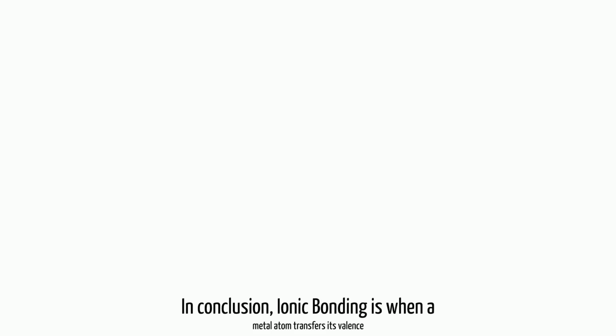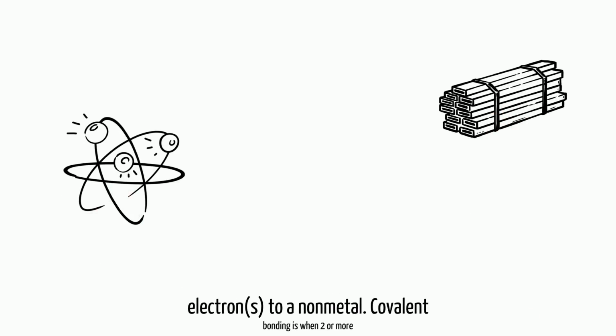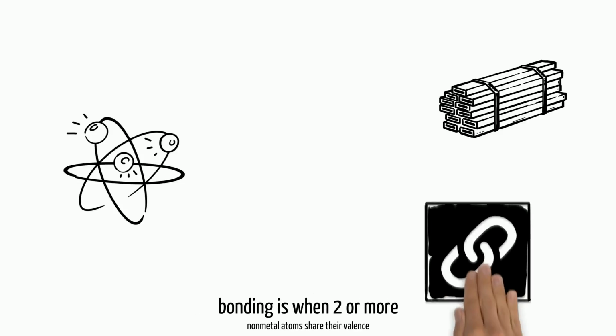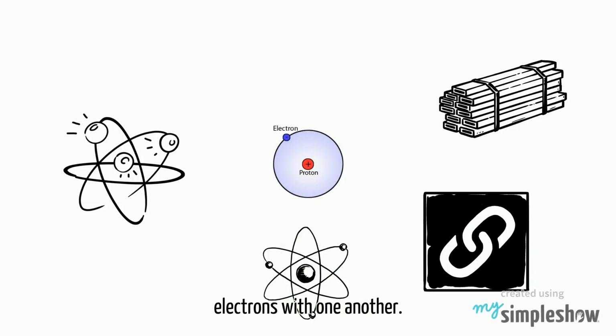In conclusion, ionic bonding is when a metal atom transfers its valence electron(s) to a non-metal. Covalent bonding is when two or more non-metal atoms share their valence electrons with one another.